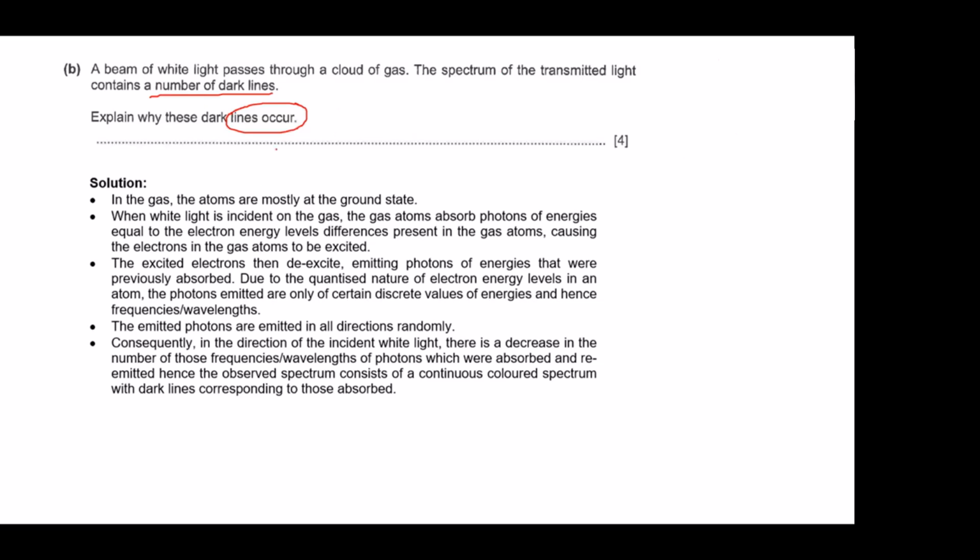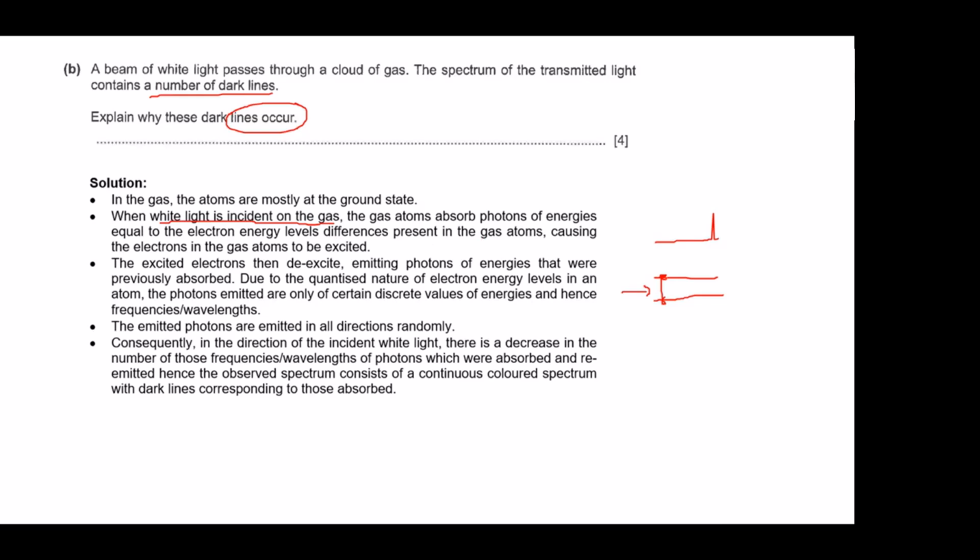Okay, so in this gas, most of the atoms are in the ground state, at the lower energy state. When you shine some white light onto the gas, the atoms absorb the photons. Imagine I draw just 3 levels. The photon comes in, the atoms absorb the photons, and the atoms will move up, equal to the electron energy level present in the gas atom.